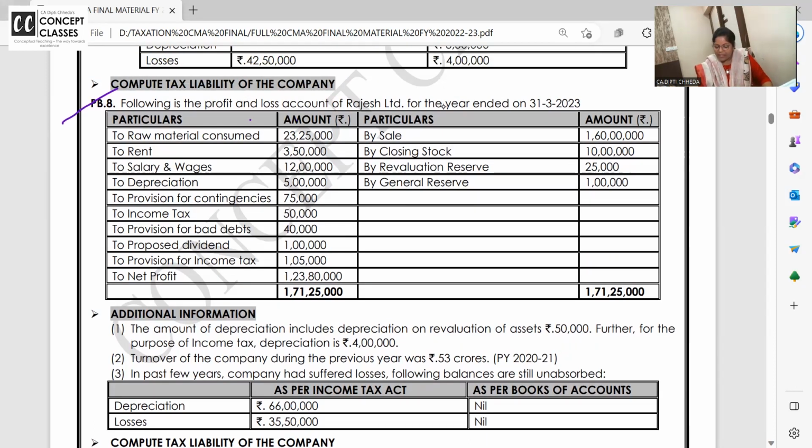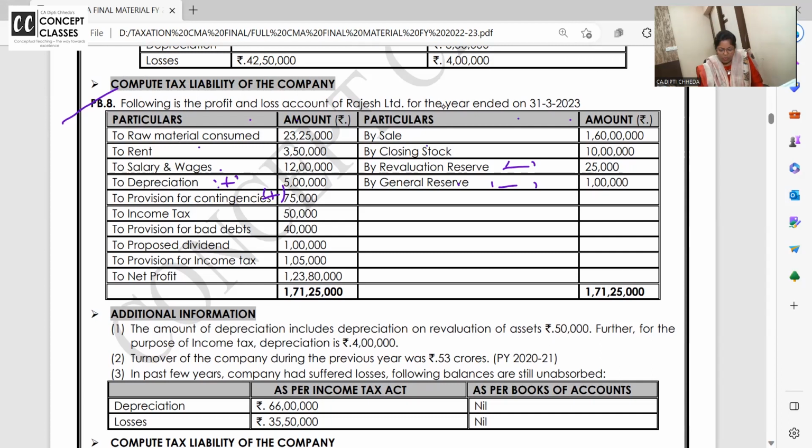What following is the P&L account of Rajesh Limited. Sales, closing stock, revaluation reserve. Revaluation reserve ko nikal do up to depreciation on revaluation reserve. General reserve, remove it. Raw material allowed, rent. Are you reading the problem with the mindset of exam? Salaries allowed, depreciation as per books, add.